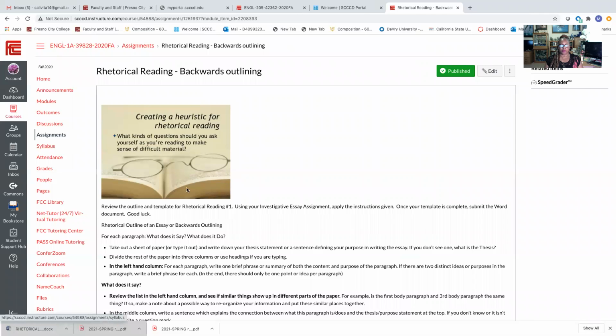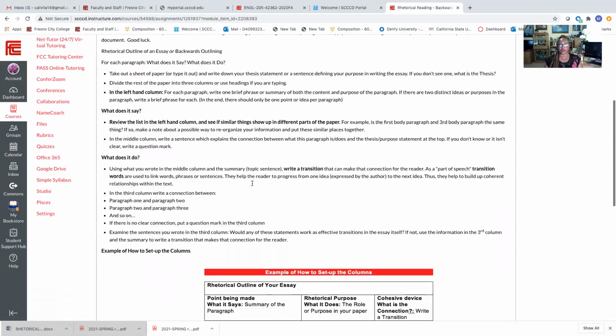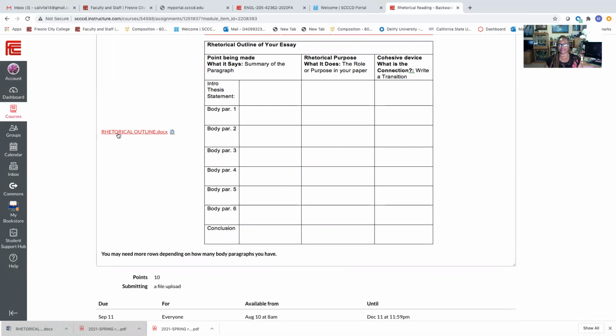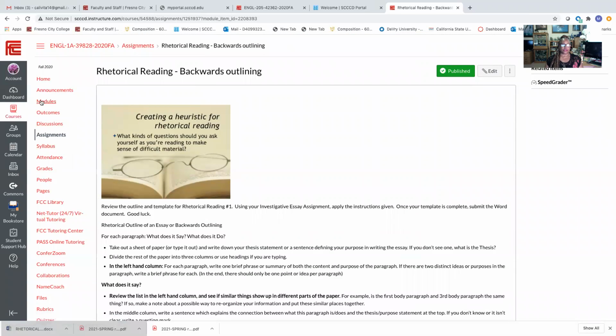So anyway, you take the essay that you have written. You take the investigative essay that you have written, and then you fill out the forms according to what's in the essay. So it's like backwards outlining, and the reason it's backwards outlining is because this is the way you outline your paper, and you've already done your paper, so now you're putting it in an outline format. Okay, so that's it for that particular assignment.